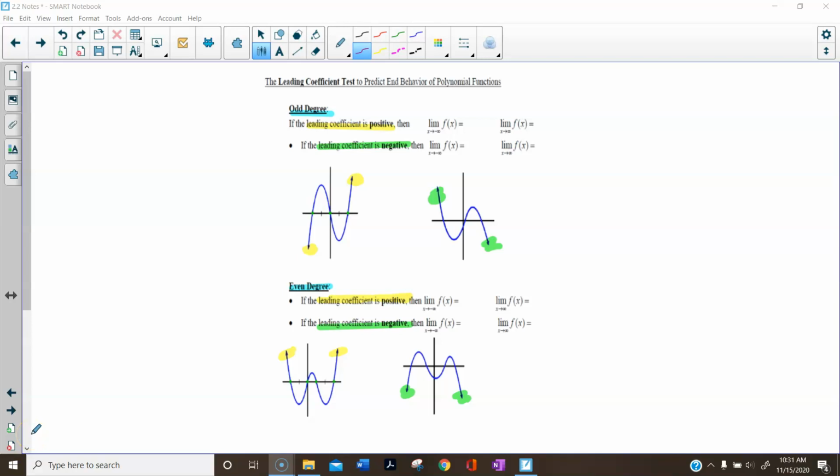The leading coefficient test is used to predict end behaviors of polynomial functions. We have two types, odd degree and even degree. If the polynomial function has an odd degree, then the ends are going to go up and down. They're going to go opposite of each other. If the degree is even, then the end behaviors are going to go together. So both up or both down.